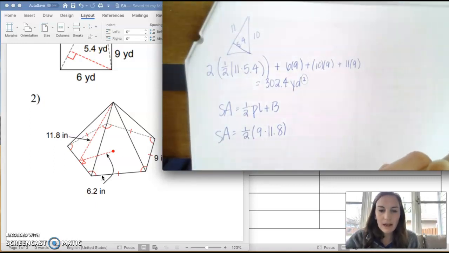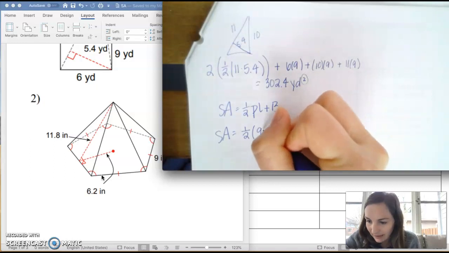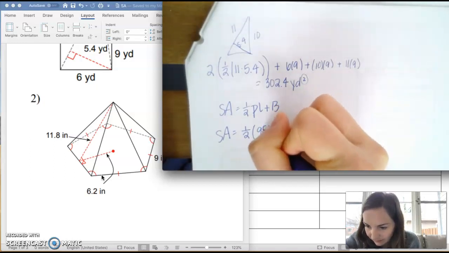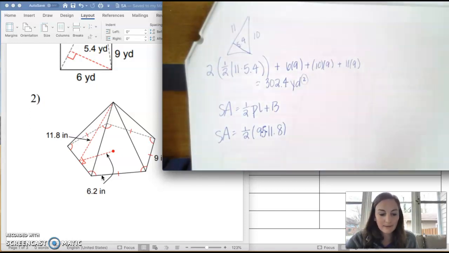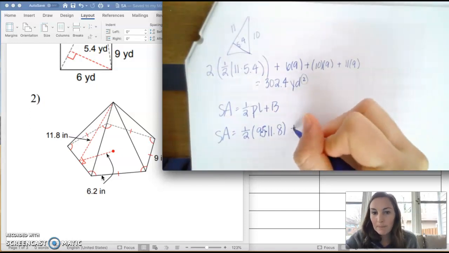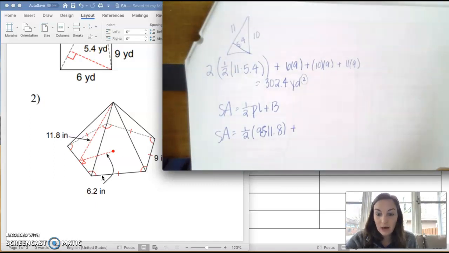And so it's 1/2 the perimeter. Oh my gosh, sorry guys, I forgot the perimeter would be 9 times 5. Forgot the 5 there. So 9 times 5 times 11.8. Then our base, well, this is bringing us back to our polygons from last unit.